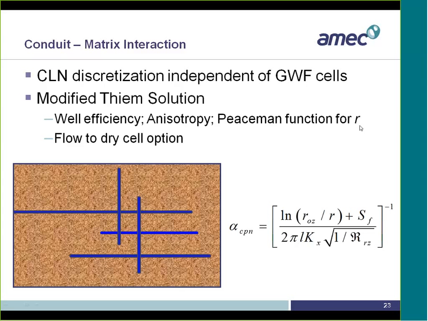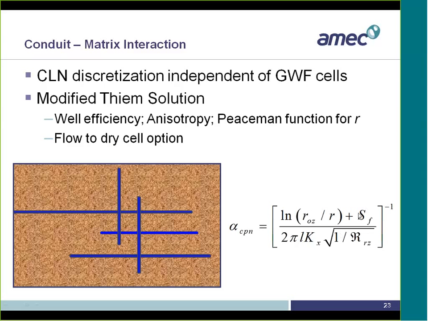it works very well. We've done experiments with different cell sizes. The point being that you do not have to have finer grid discretization around the wells to capture the head at the well. We are using the analytical solution to capture the head at the well, and the well itself is represented as a conduit. And of course, the flow to dry cell option is also available. So it can be fully wet or fully dry.